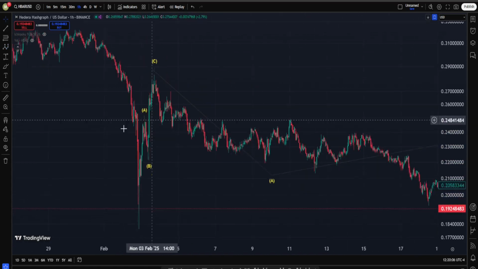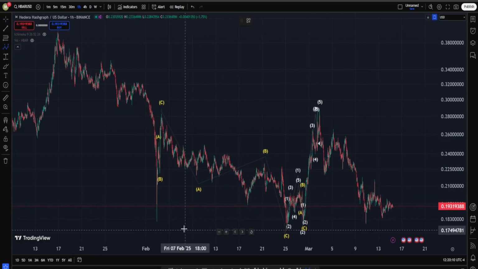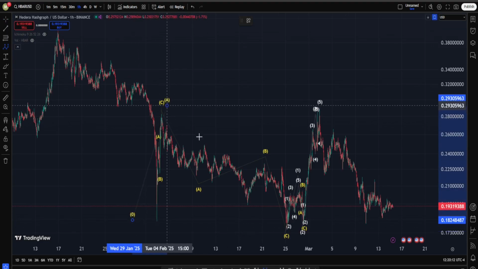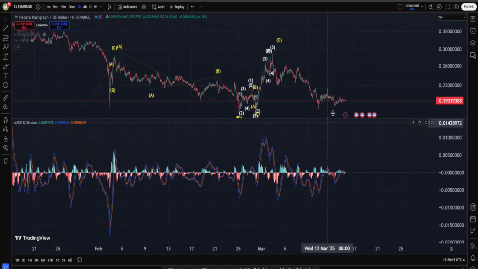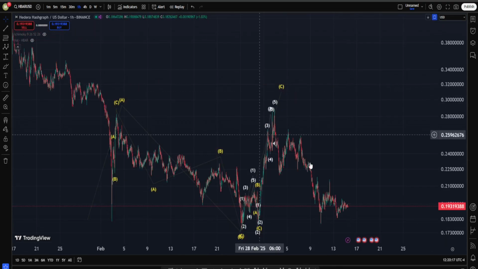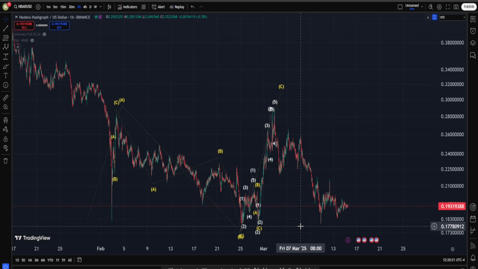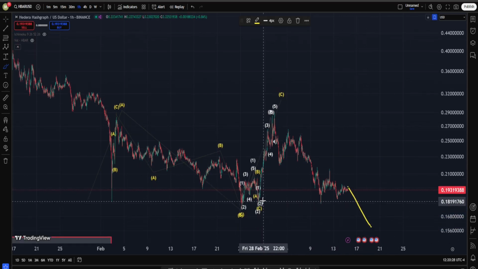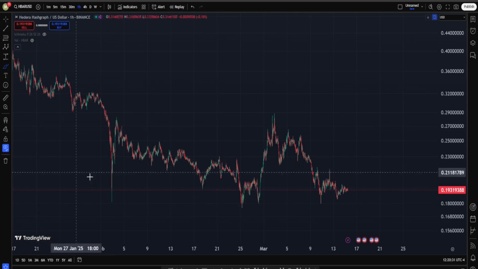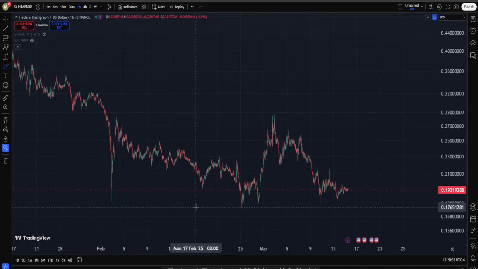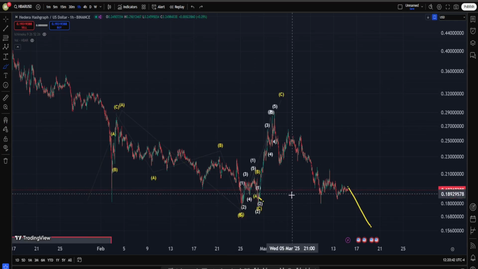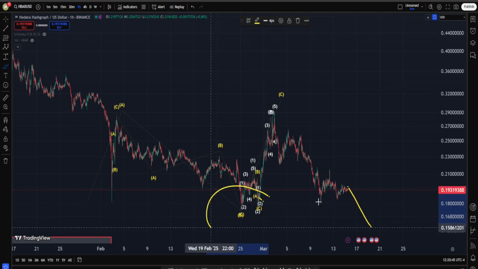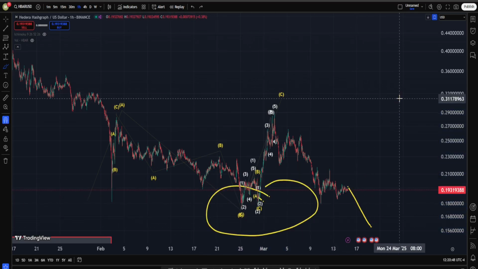Now, on a higher degree, these are the subwaves for an A, B, C in the form of an expanded flat. What's the difference between this one and the scenario that we talked about in the previous HBAR update? This scenario suggests that in the short term, we may actually see another move down in order to take the lowest low down here, about 17.5 cents, and we may after it go for some more downward price action. But the bullish scenario suggests that we are not going to take this low, and from here we are going to get our bounce back.